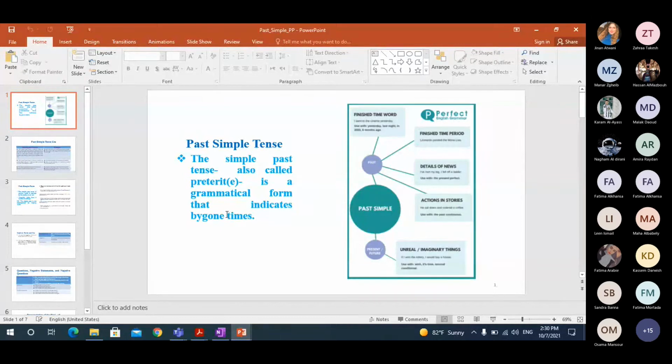Maybe the word preterite is new to you. It means the same, it means past time. Okay? Preterite means past time. Okay?